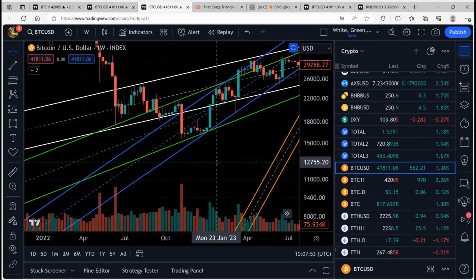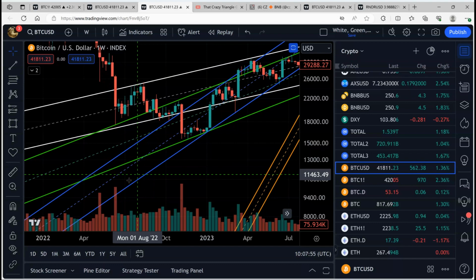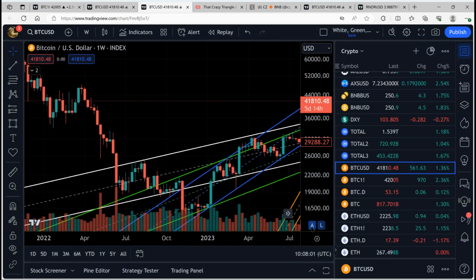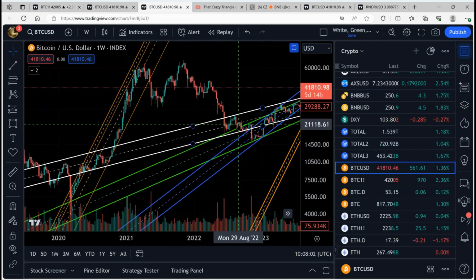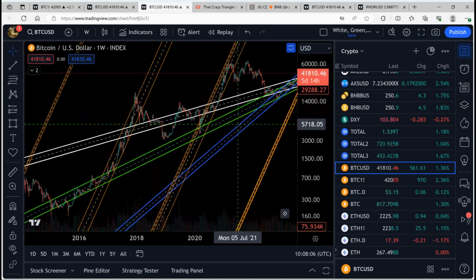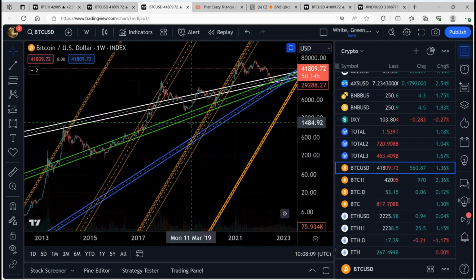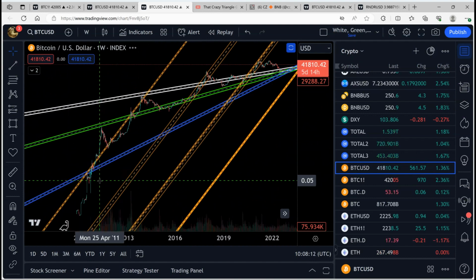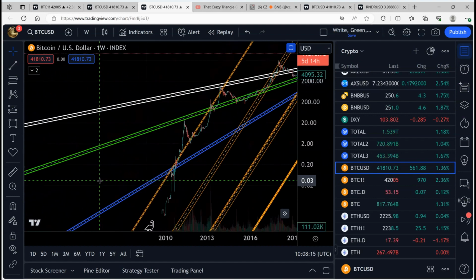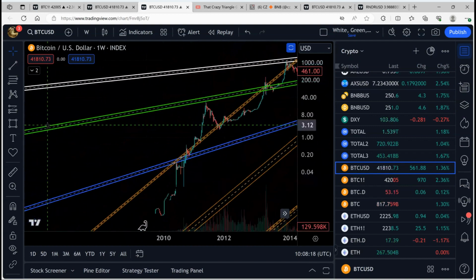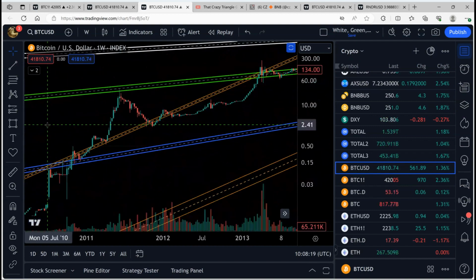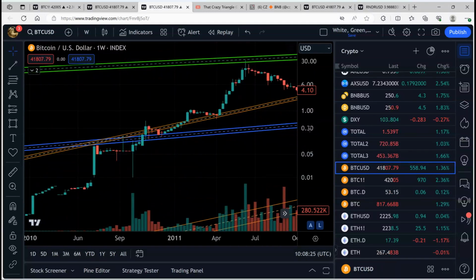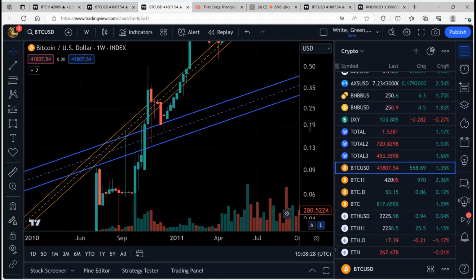So now the blue channel. Blue channel is pretty steep. And in fact, does it ever interact with Bitcoin's history at all? Look at that. It's totally bypassing all of Bitcoin's history. Or not. Look at this. Way back in the beginning, our blue channel does come in contact with Bitcoin price action.